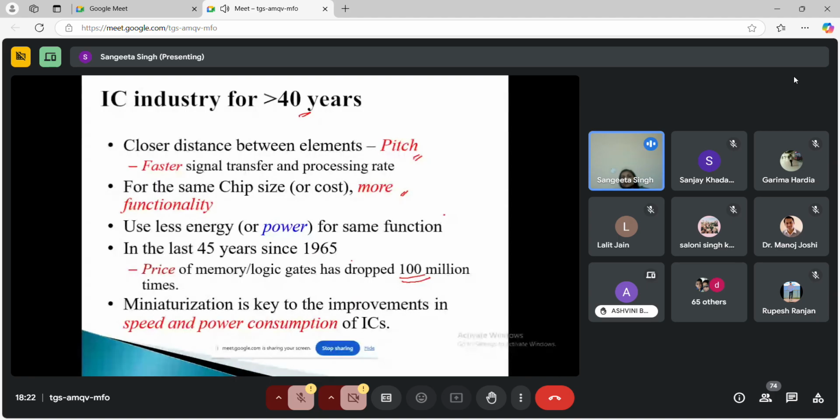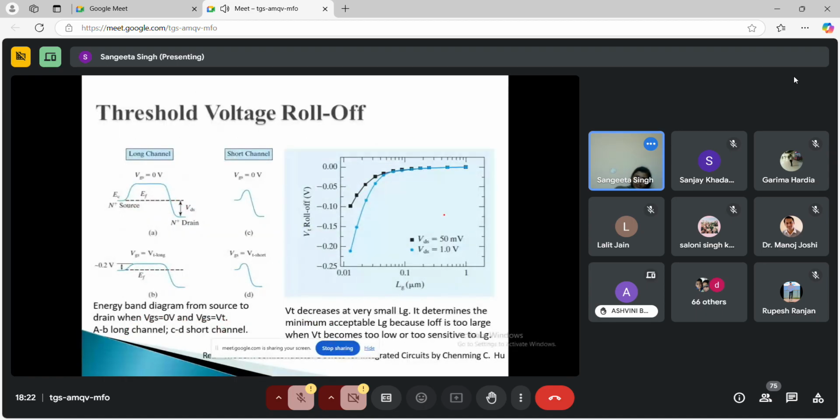Then why do we need to think beyond CMOS? If CMOS is that good, do we need to go beyond CMOS? That is what we'll try to see, why we want to go beyond CMOS. CMOS was good.